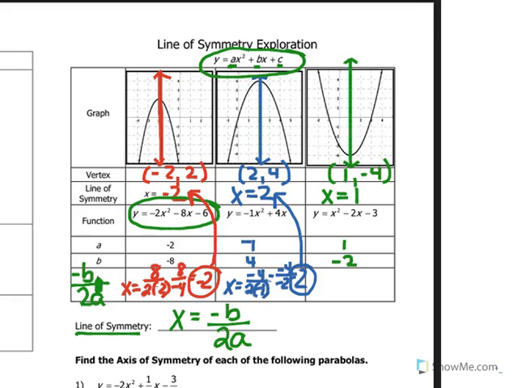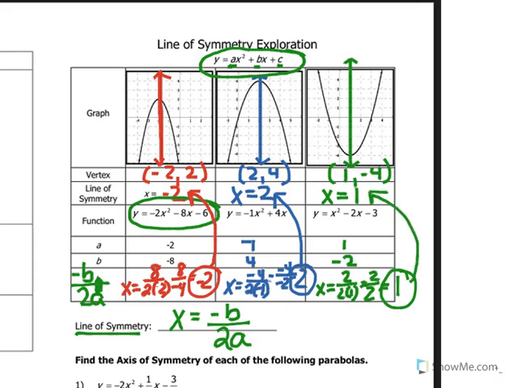So the last one, of course, is going to be the same. X is equal to the opposite of b over 2 times a, so we get 2 over 2, and that equals 1. So if you're given a quadratic graph and you're asked about the line of symmetry, you can use this formula to determine the line of symmetry, even if you don't have the graph available.